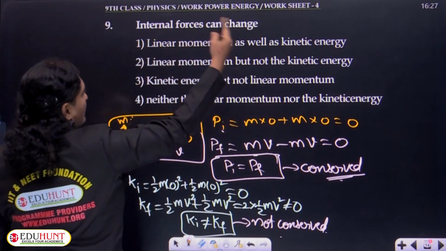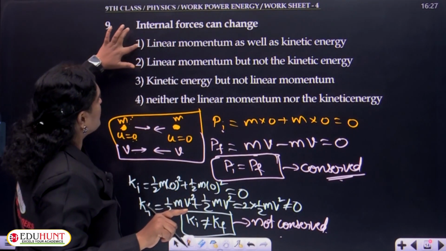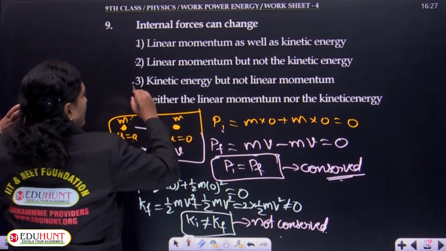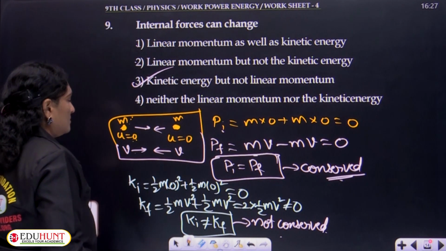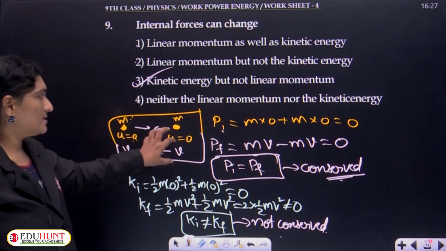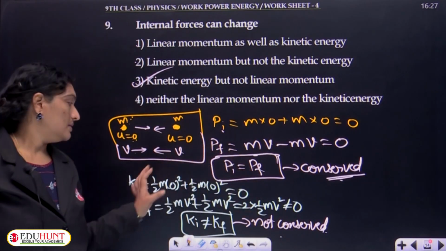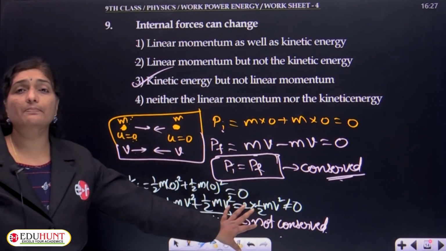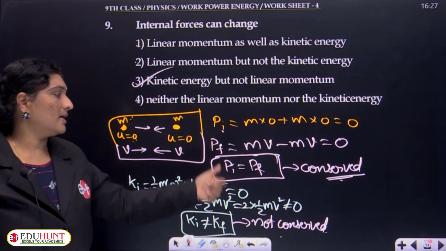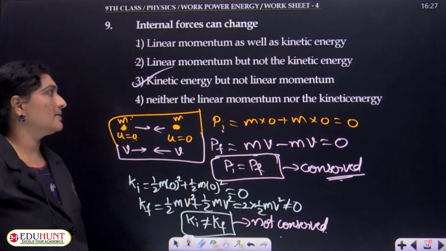So, internal forces can change what? Kinetic energy, but not momentum. They cannot change linear momentum. Internal forces can change kinetic energy, but not linear momentum. So, the third option must be true. Is that clear, children? So, what we have concluded is that first of all, consider an example, calculate the initial momentum and final momentum. Let us see whether it is conserved or not. Similarly, for the same example, let us consider the total initial and final kinetic energy. Here it is not conserved, because internal forces are helping its change.